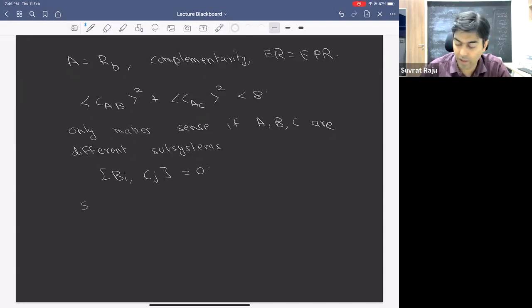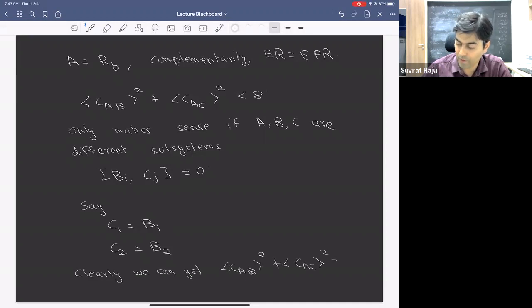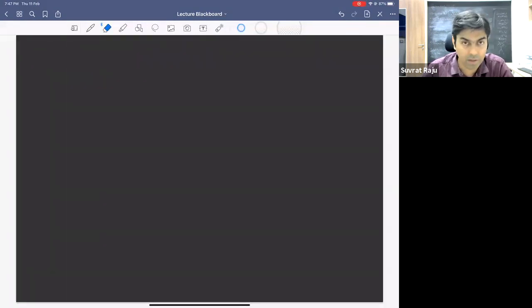Let's say we just set C1 equal to B1 and C2 equal to B2 in the CHSH. Okay, so let's say C is the same system as B. If we do that, then of course we can clearly get CAB squared plus CAC squared equal to 16, right? We can get that because we've just identified B and C, and therefore we can make CAB squared as large as 8, so we can make CAB squared plus CAC squared as large as 16.